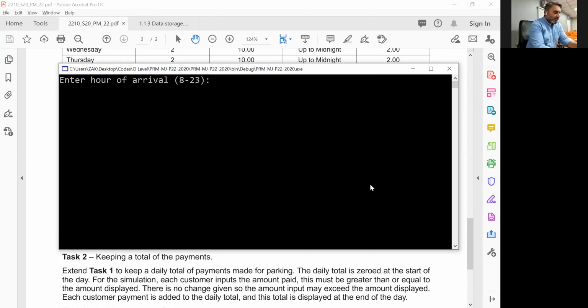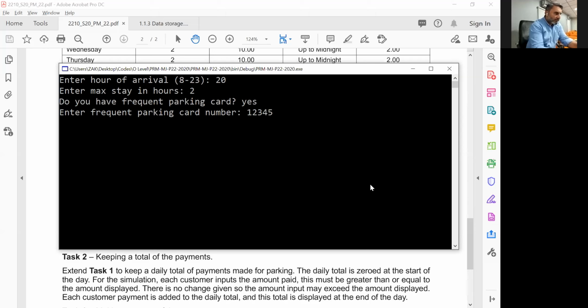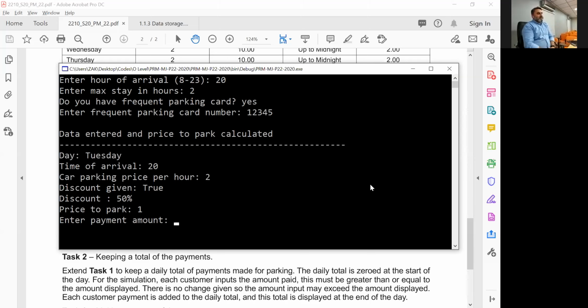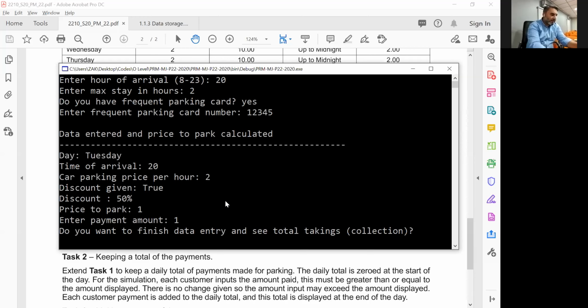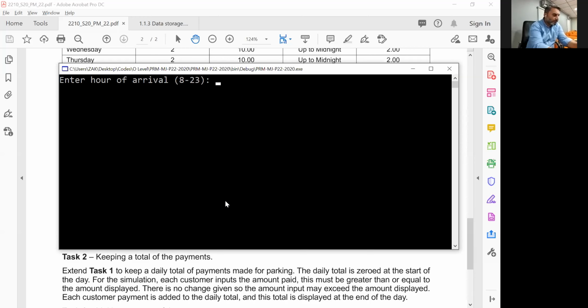So let's say customer arrives at 20, maximum is still, let's say it says 2. Do you have frequent parking card? Yes. Number entered is correct. Discount of 50% is given. As we know that after 1600 hours, a flat charge of 2 is made. So 50% discount will make it 1. Enter payment. I entered 1. This is accepted. I said no, I have another customer. So let's say this customer arrived at 12 noon. Maximum stay hours 1.